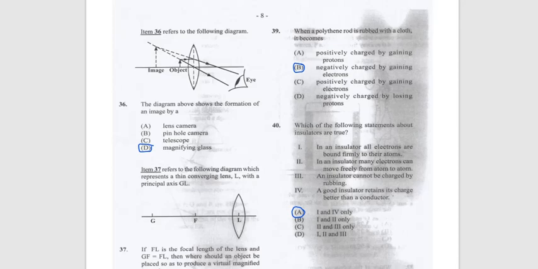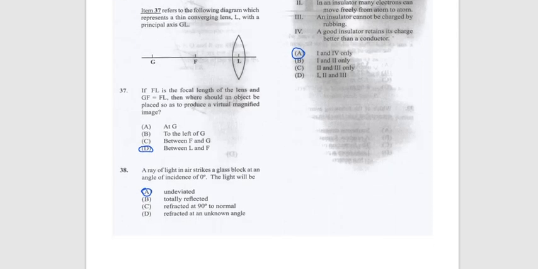36. The diagram above shows the formation of an image by a magnifying glass. D. 37. If FL is the focal length of a lens and GF equal FL, then where should an object be placed as to produce a virtual magnified image? This image should be placed between L and F, some distance less than the focal length. And this virtual image would be produced behind G.